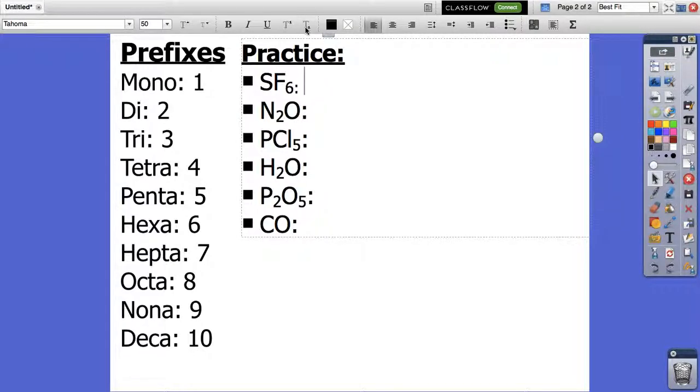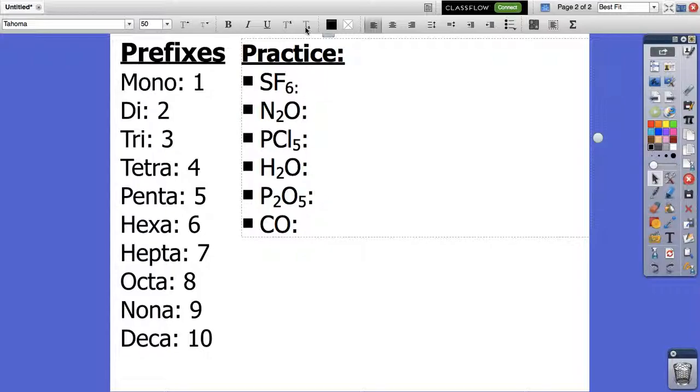So in reviewing the rules very quickly, when we see two covalently bonded elements, which would be obviously two nonmetals, these are the rules we're going to use. We know the first element, we're going to add a prefix if it has more than one atom. And on the second element, you're going to add a prefix regardless of how many atoms it has, and you're going to add IDE at the end of it.